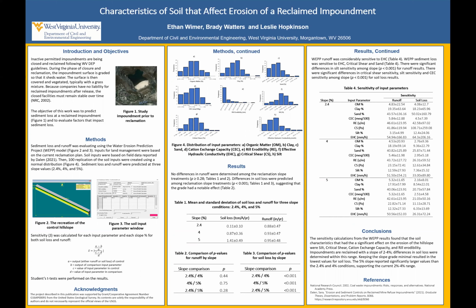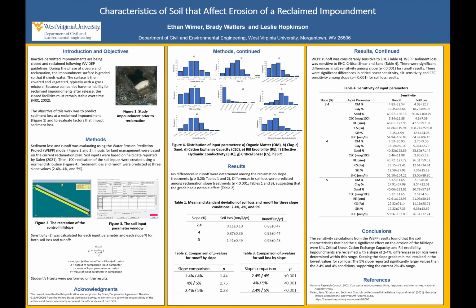There was a noteworthy difference between the results of high and low slope grades among the sensitivity values of silt, critical shear, and cation exchange capacity for soil loss. These results indicate that the characteristics of soil that had the greatest effect on erosion are percent composition of silt, critical shear, cation exchange capacity, and the effective hydraulic conductivity.